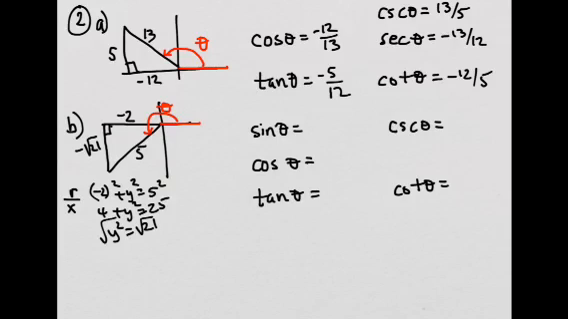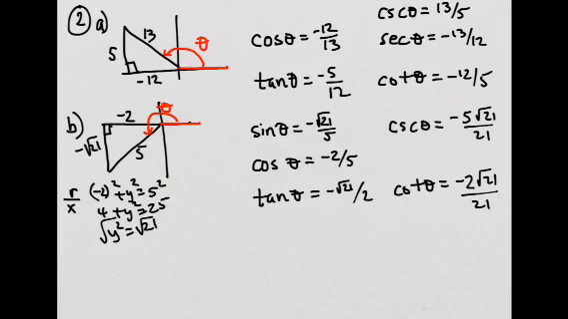So sine theta would be y over r, negative radical 21 over 5. Cosine theta is x over r, negative 2 over 5. Tangent theta is y over x, so negative radical 21 over 2. And then cosecant, reciprocal of negative radical 21 over 5, I know it's going to end up being negative 5 radical 21 over 21. Cotangent, reciprocal of negative radical 21 over 2, is going to become negative 2 radical 21 over 21.